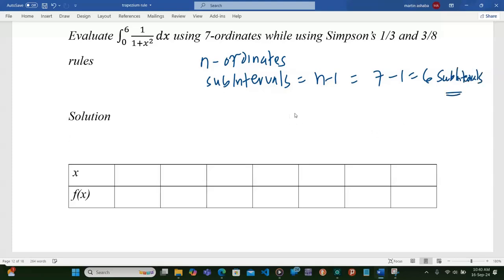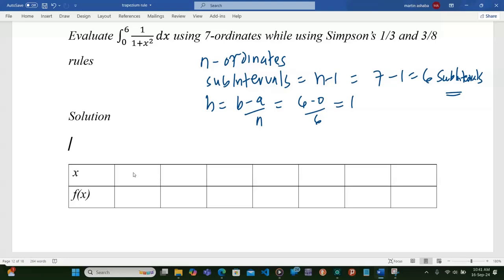So if there are 6 subintervals, I need to look for h. So h is equal to (b minus a) over n. Here a is equal to 0, b is equal to 6. So this will be (6 minus 0) divided by 6, and this is going to be 1. That means from one x value to the other, I'm going to have a step of size 1.